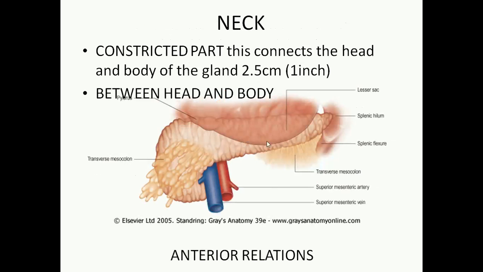Coming to the neck. The neck is a constricted part and it connects the head and the body of the gland, which is only 2.5 centimeters in length, that is 1 inch in length. It's a small constricted part that connects the head of the pancreas to the body of the pancreas, and the head and the body are connected by the neck of the pancreas.